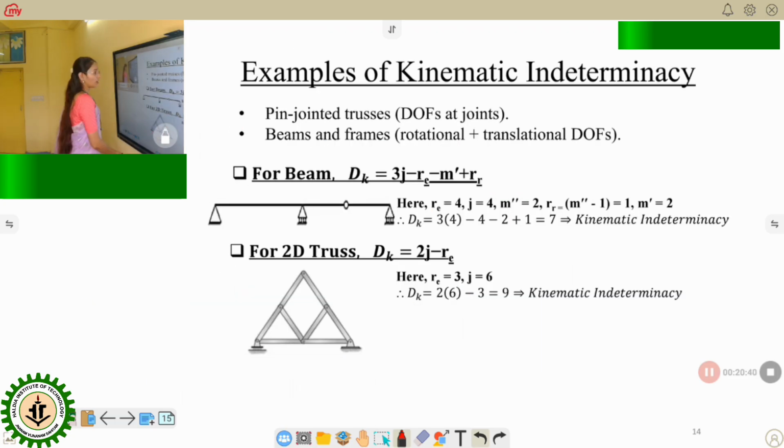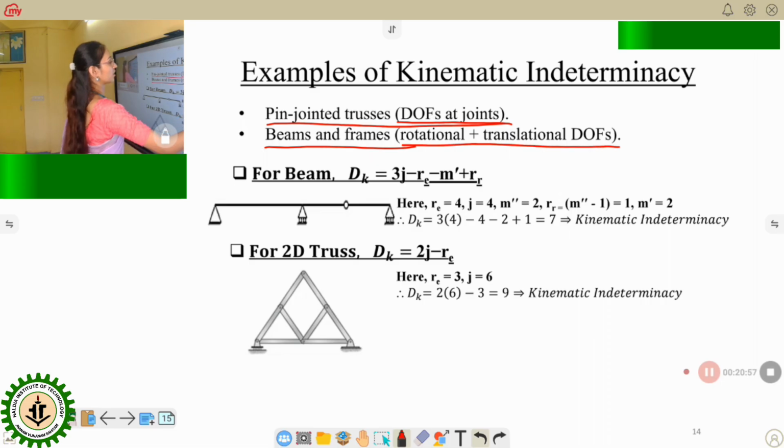Okay. So similarly, when we calculate the kinematic indeterminacy, there is a very good example is the pin jointed trusses, because that truss will have degree of freedom at the joints, and beams and frames with rotational and translation degree of freedoms are also included in this type of calculation for kinematic indeterminacy.